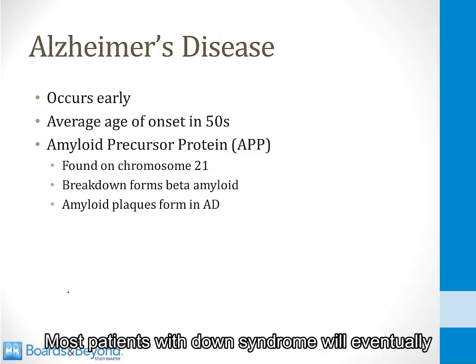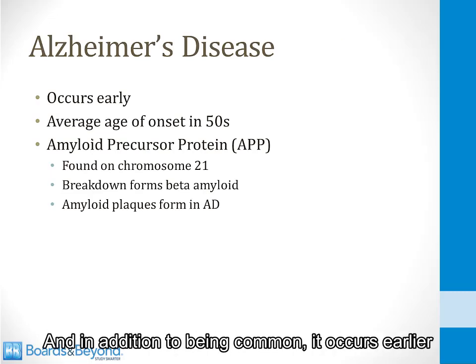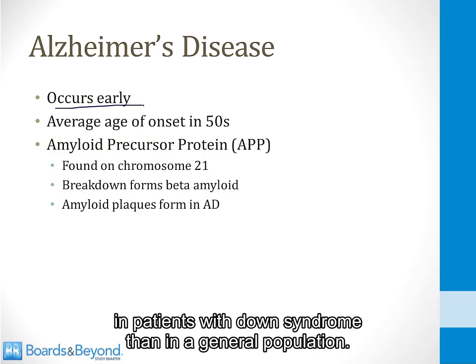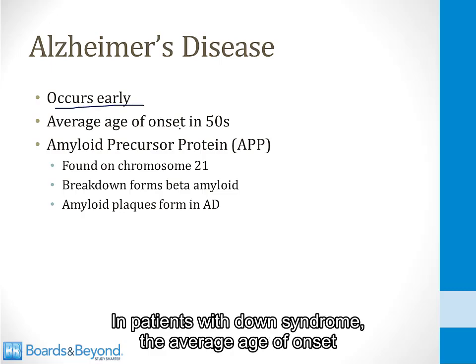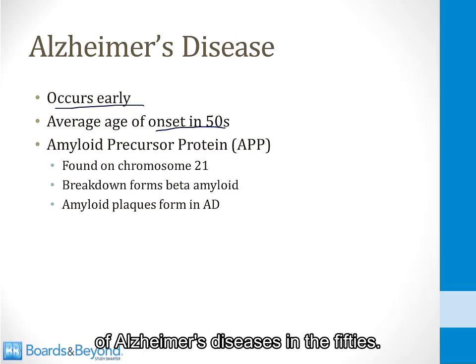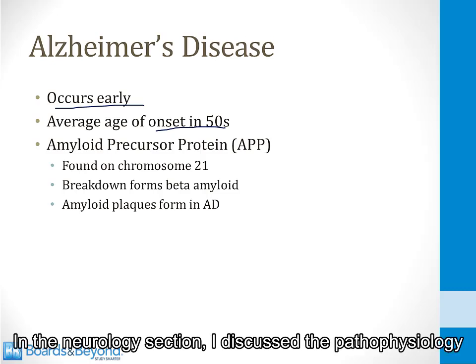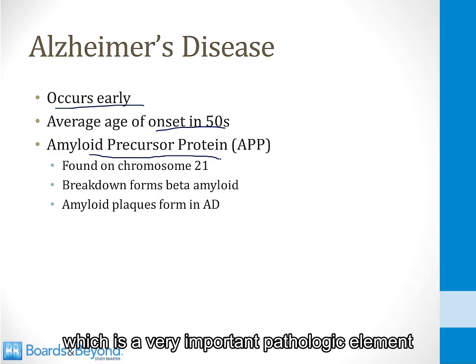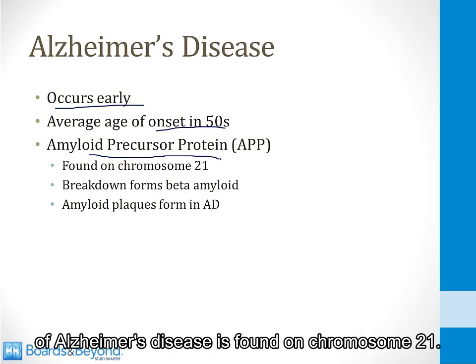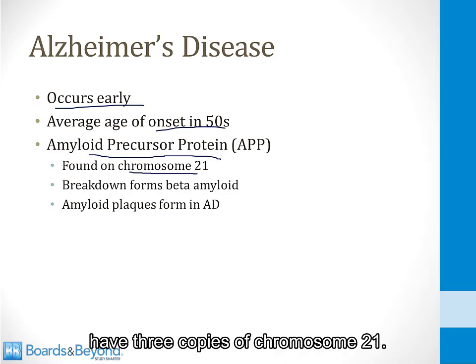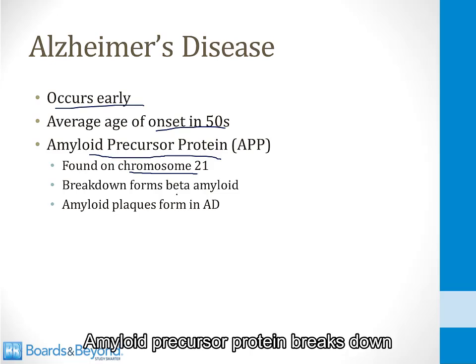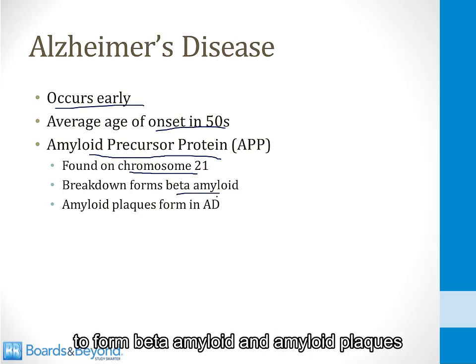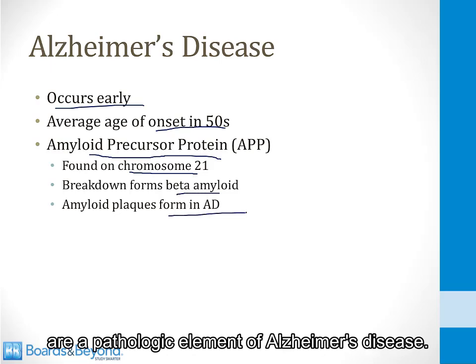Most patients with Down syndrome will eventually develop Alzheimer's disease, and in addition to being common, it occurs earlier in patients with Down syndrome than in the general population. In patients with Down syndrome, the average age of onset of Alzheimer's disease is in the 50s. In the neurology section, I discussed the pathophysiology of Alzheimer's in detail, but I just want to mention that amyloid precursor protein, which is a very important pathologic element of Alzheimer's disease, is found on chromosome 21, and patients with Down syndrome have 3 copies of chromosome 21. Amyloid precursor protein breaks down to form beta amyloid, and amyloid plaques are a pathologic element of Alzheimer's disease.